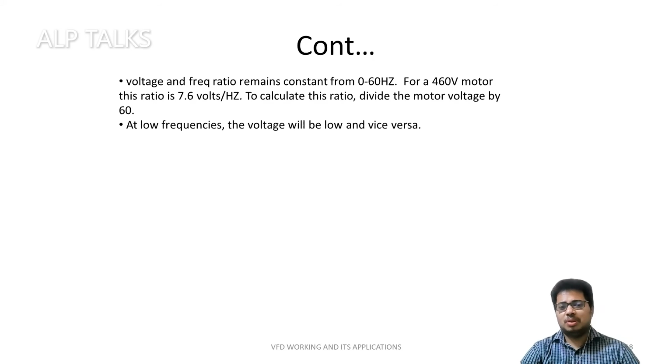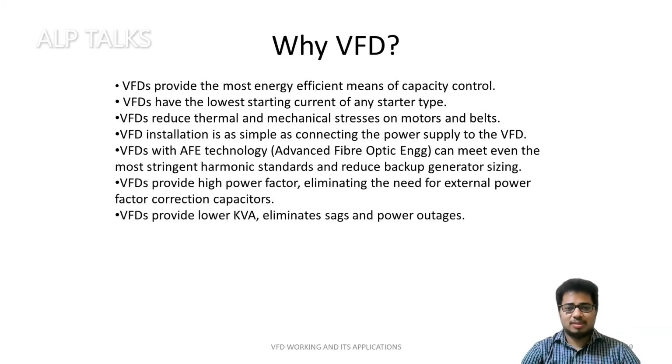Yeah, so the voltage and frequency ratio remains constant from 0 to 60 Hz. For example, for a 460 volt motor, this ratio is 7.6 volts per Hz. To calculate this ratio, we simply divide the motor voltage by 60. At low frequencies, the voltage will be low and vice versa.